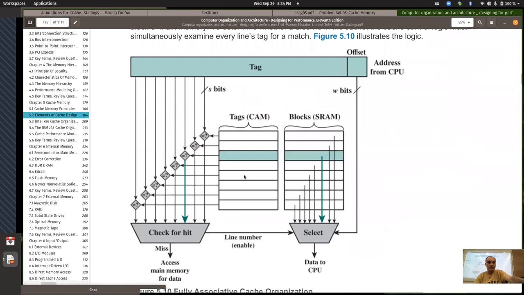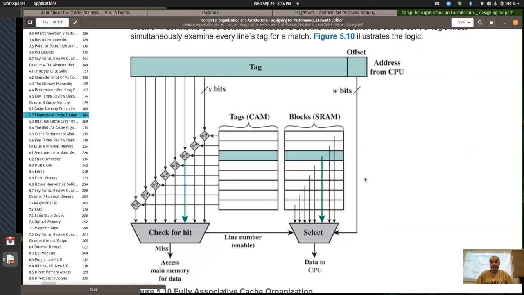The issue for the associative mapping is that direct mapping, if you read all the stuff I just scrolled past here, is very simple to implement in the chip logic, the integrated circuit logic. It's basically just a modulus of the block number by the number of lines that we have to figure out which line any particular memory reference maps to. So it's very simple to implement the logic of that.